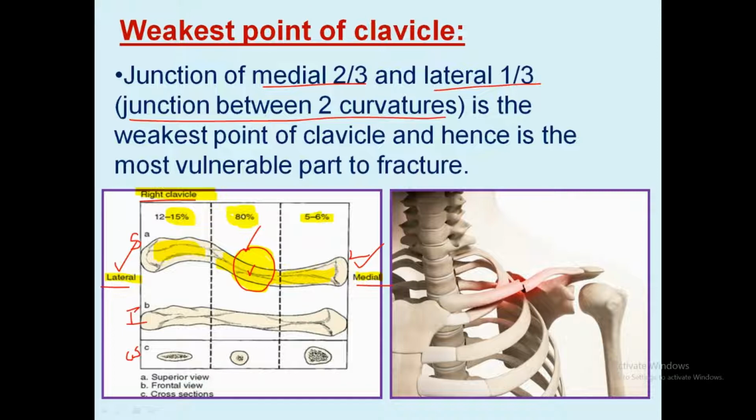So in this cross section, lateral part it is flat like this in shape, and here it is the weakest point, the middle third, and this is the medial end. It is large and quadrilateral in shape in the medial end. So lateral end flat so medial end weakest point.